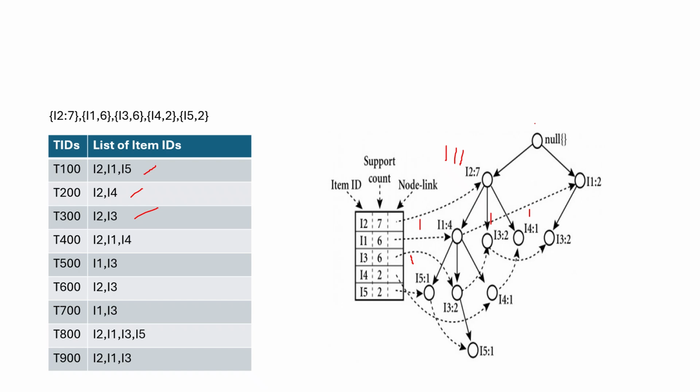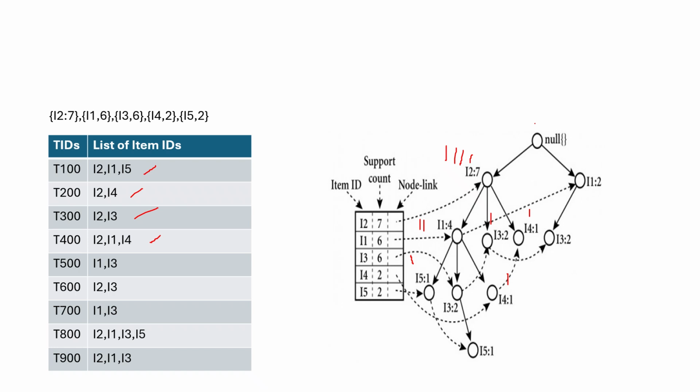Then the fourth transaction, T400: I2, I1, I4. I2 gets incremented, then I have I1 here, and from I1 I have only I5 earlier. Now I have to draw I4. So from I1 I'm drawing I4, which is 1. Now T400 is over.